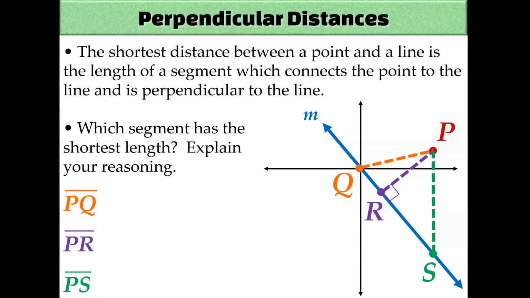If you look at PR as one of the legs of a right triangle, both PQ and PS would be a hypotenuse of the right triangle. So looking at this right triangle right here, PR has to be shorter than PQ, because PQ would be the hypotenuse, and the hypotenuse is always longer than each of the legs. And same idea with PS, it would be a hypotenuse, so that has to be a longer side than PR. PR is the absolute shortest distance from point P to line M, because those two lines are perpendicular.